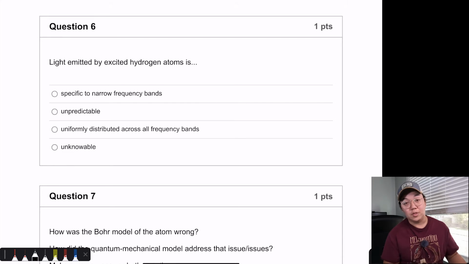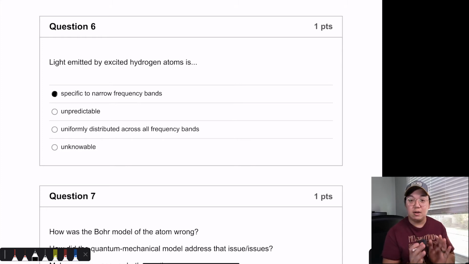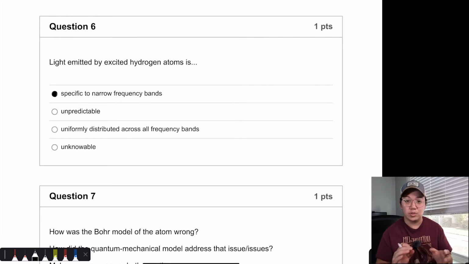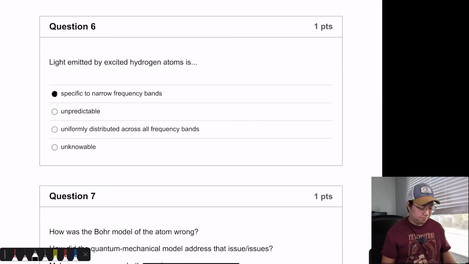Again, Niels Bohr's model was based on this discovery in hydrogen and led him to discover that it's specific to narrow frequency bands. And this is actually true for all elements. They're not as predictable as hydrogen's because hydrogen is such a simple system. But if you were to take helium and throw it in there, or neon, and I believe they show this in the book as well, you get very, very specific frequencies of light that are emitted.